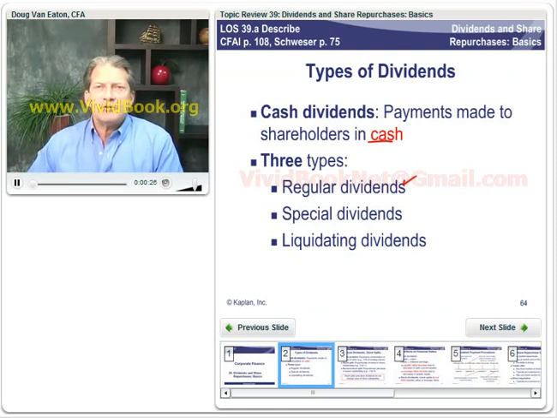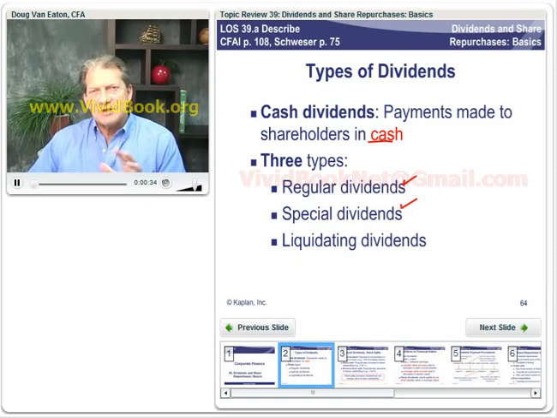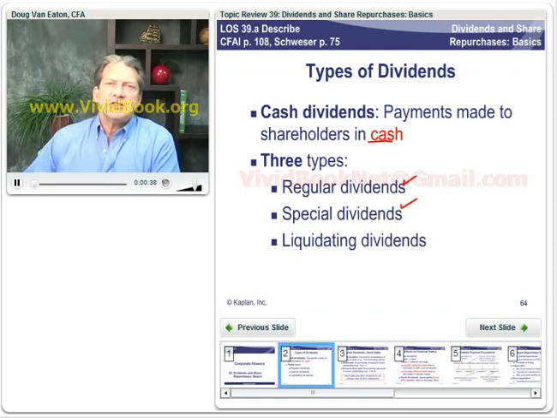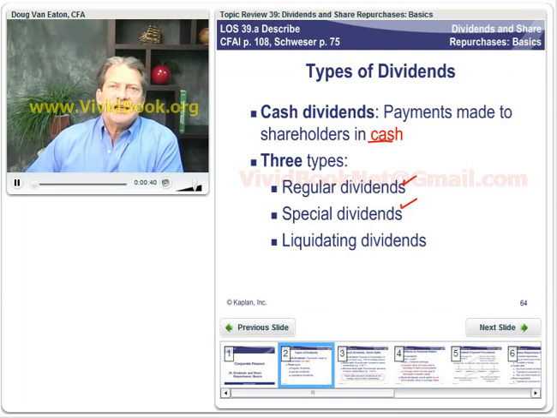We could have a special dividend if the firm has accumulated a lot of cash and they want to return some of that cash to equity holders, but they don't want to signal that they're going to pay this amount on and on. They designate that a special dividend. And then a liquidating dividend is return of cash to the shareholders in the event of liquidation of the company.